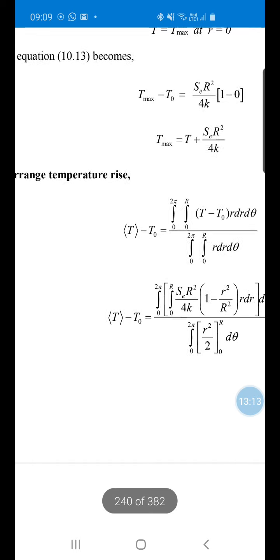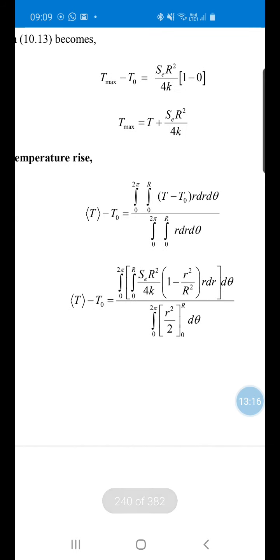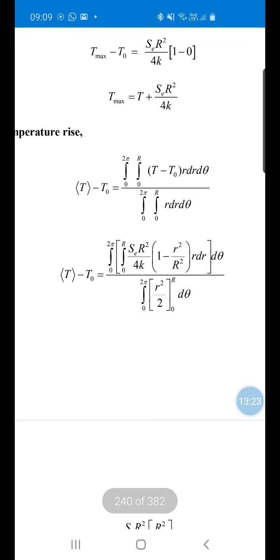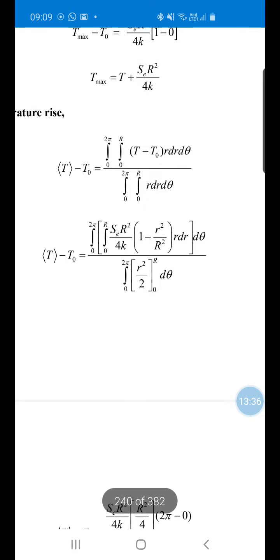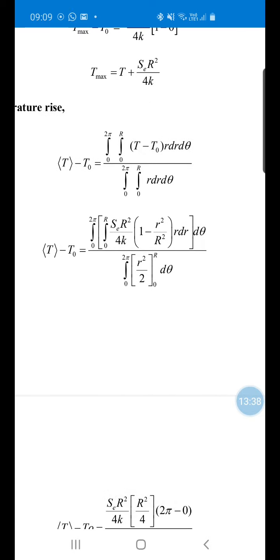Now the average temperature rise is found by taking the double integration of T minus T naught. So how can you write the average temperature rise? Average temperature T minus T naught is equal to integration 0 to 2 pi, integration 0 to R, T minus T naught into r. See here, what will be the cylindrical coordinates? Instead of dx dy, you can write dr into d theta, upon integration 0 to 2 pi, integration 0 to R, r into dr d theta.